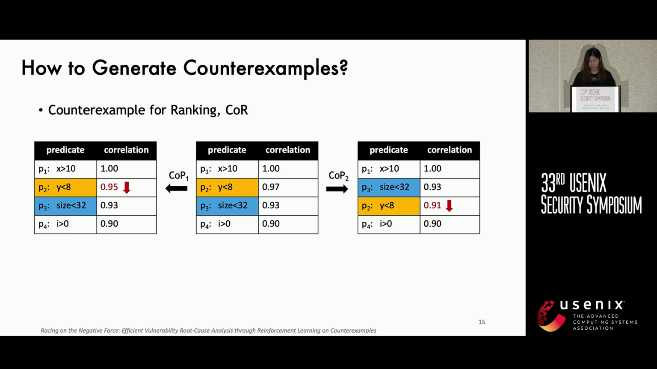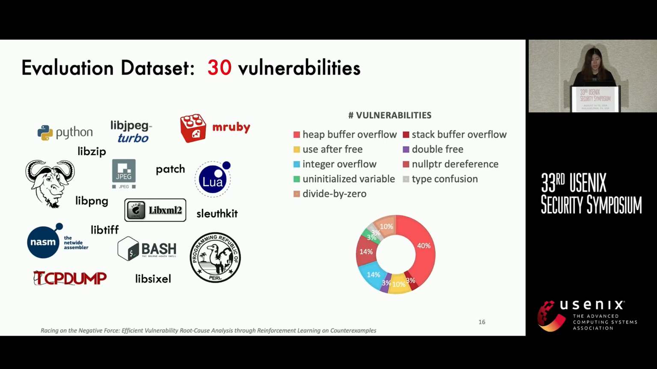We call this kind of input COR, representing a higher level of counterexample that more directly helps root cause identification. So in our reward function of RL, we consider both the number of predicates affected and the extent to which the ranking has been changed for a seed. By incorporating both COP and CORs, we developed our RCA tool, RACING, which significantly accelerates the speed of root cause identification while maintaining high effectiveness.